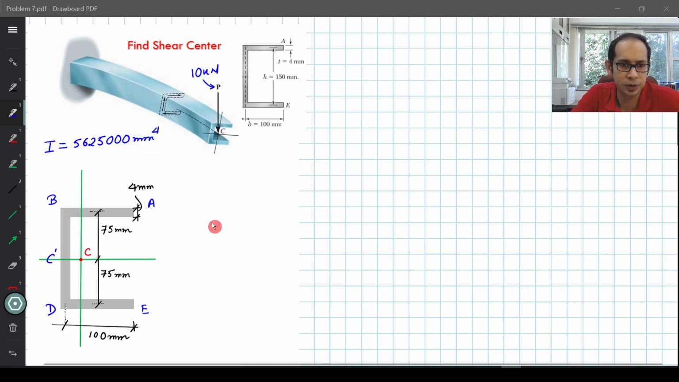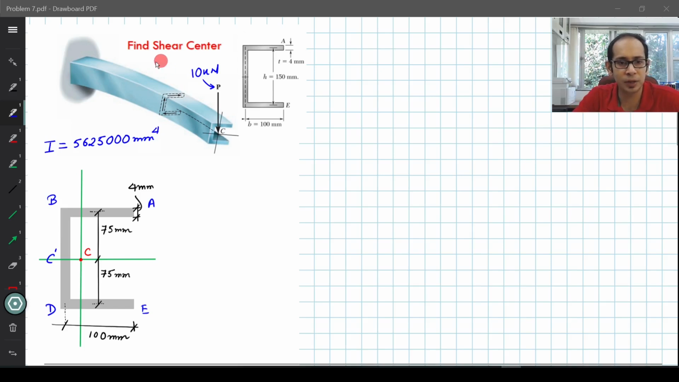So what you are shown is a cantilever channel section, similar to what we saw in the lecture, where at the end you're applying a load of 10 kilonewton, a vertically applied load of 10 kilonewton. Now as a result of this, we have seen that internally you develop these kinds of forces, which results in bending as well as twisting.